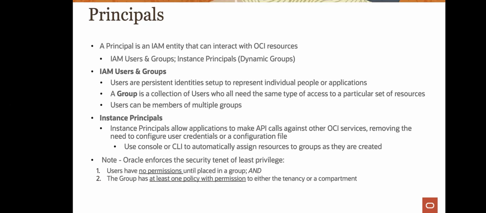And then that note at the bottom, I just want to make sure that everybody understands. Oracle follows this basic tenet of least privilege. No one has permissions until they're placed into a group, and then that group has at least one policy written to grant the permissions. And those can be attached at different levels. We'll talk about that. Tenancy is the root compartment, or there can be subcompartments.